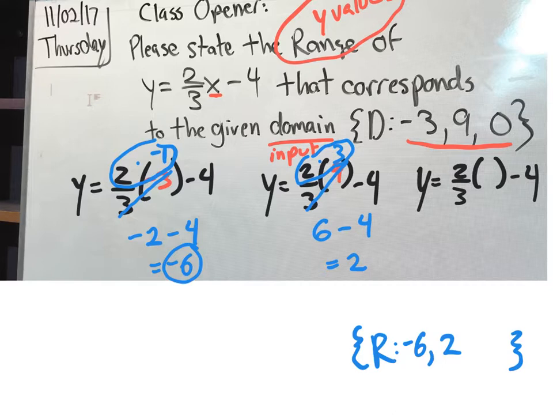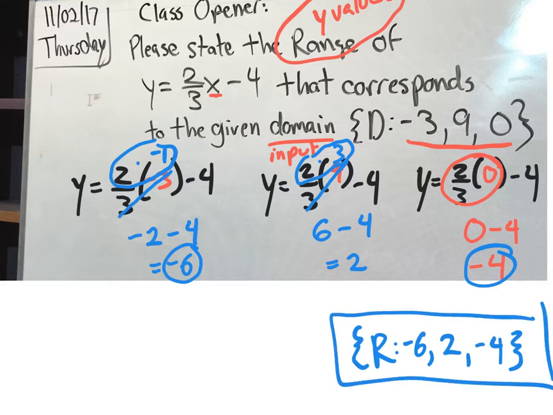And the third one that we're plugging in should be super easy because it's the input 0. Plugging in 0 right there. 2/3 times 0, that whole thing is just 0. And 0 minus 4 is -4. So our third and final range value, our third and final output is -4. And this is what you're going to have to write on the answer column. And that's going to be worth 2 points on tomorrow's quiz.